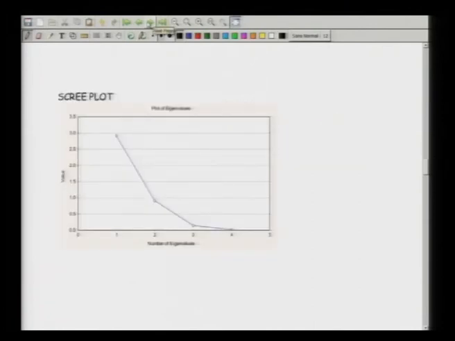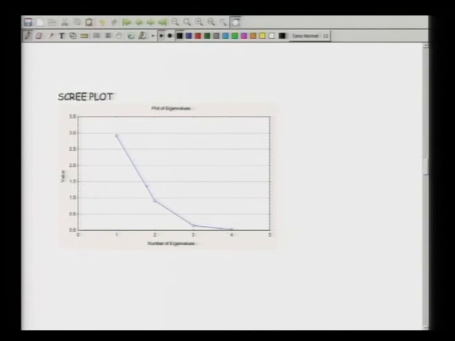And this is the scree plot. It tells you the number of eigenvalues. The first eigenvalue, what is its value? It is close to 3, 2.9 something. The second one is 0.91. The third one has this value, and the fourth one is this.